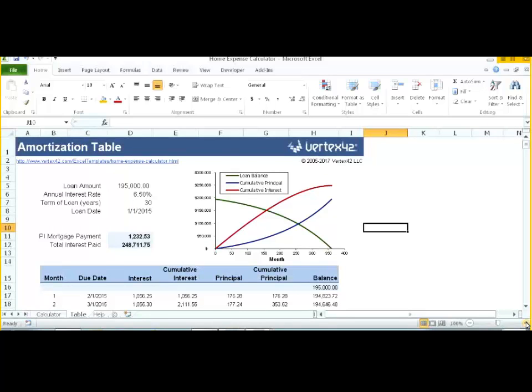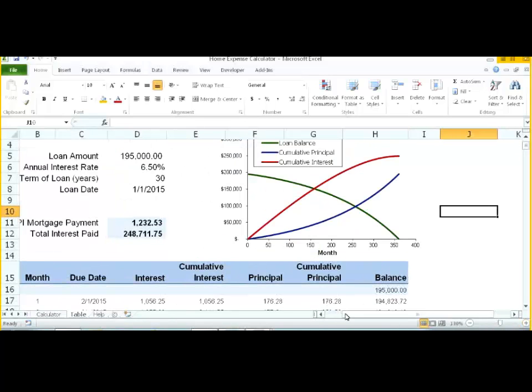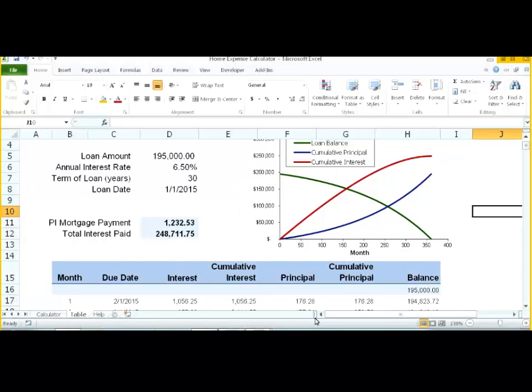And so here is just some information that might be of interest. For this $195,000 house that you pay a loan for 30 years at 6.5%, this is how much you pay for the original price of the house. This is how much interest you pay. So the interest you pay is almost twice the value of the house.